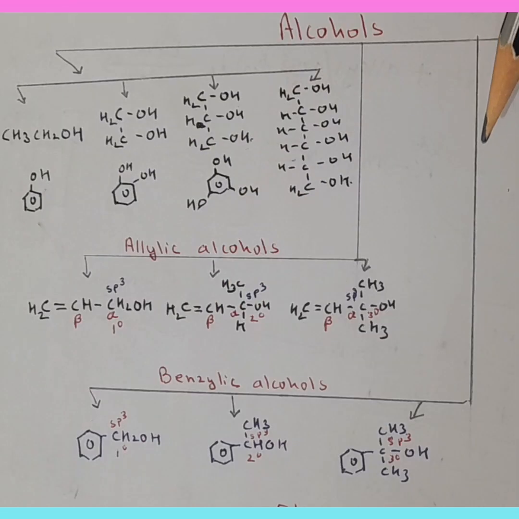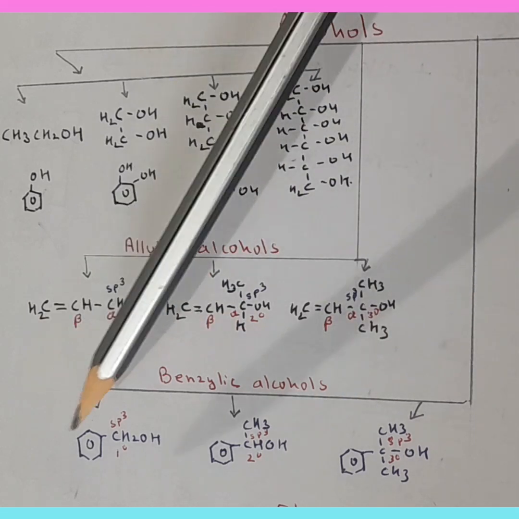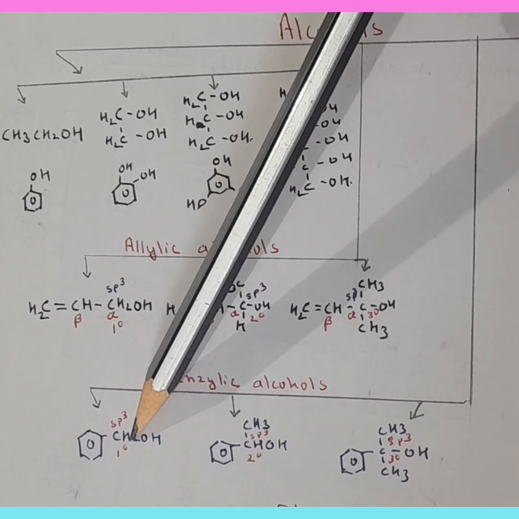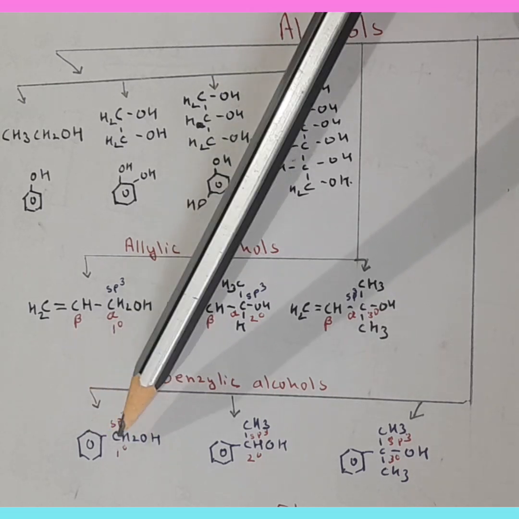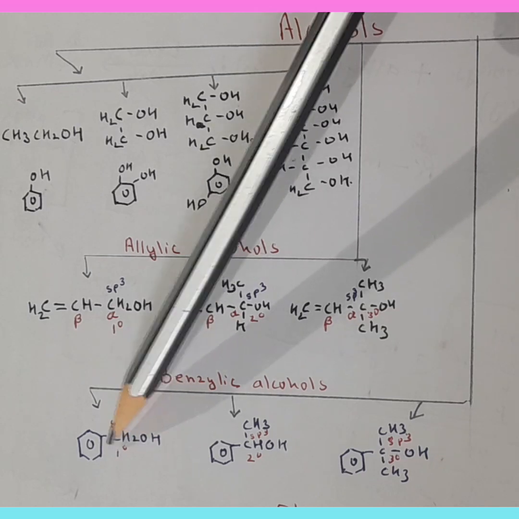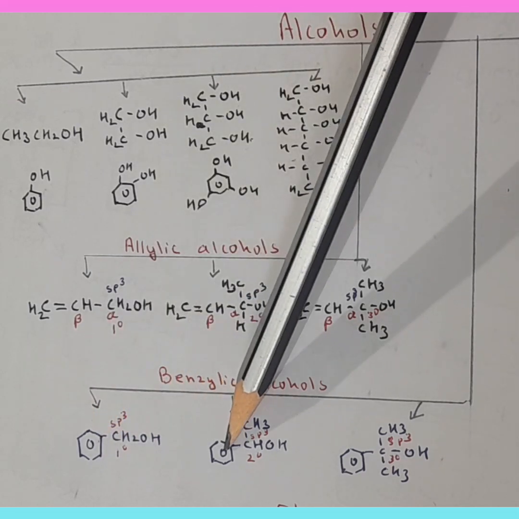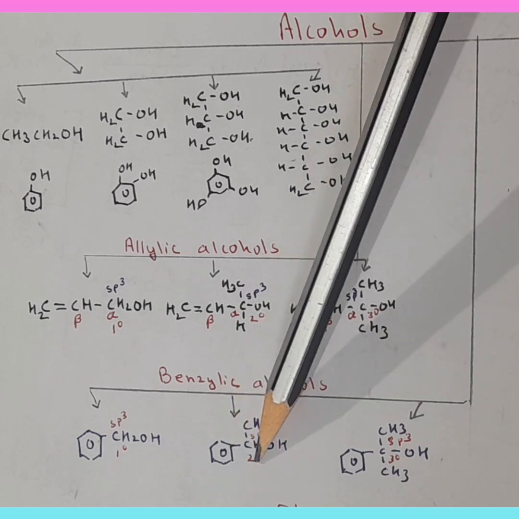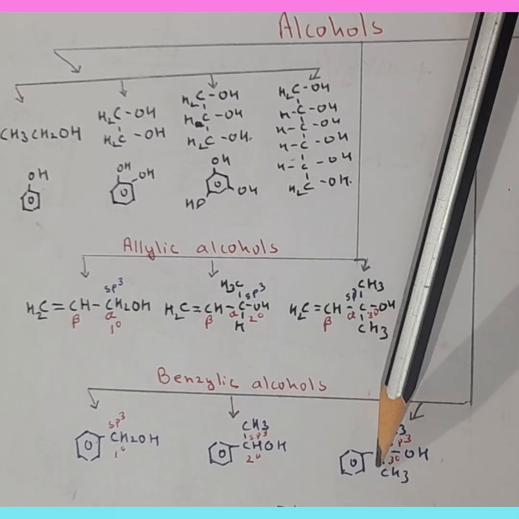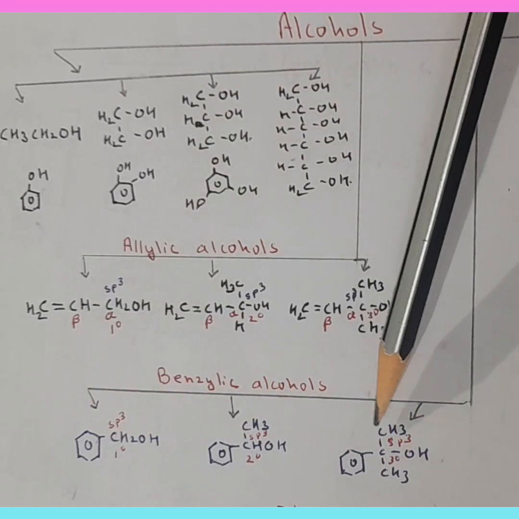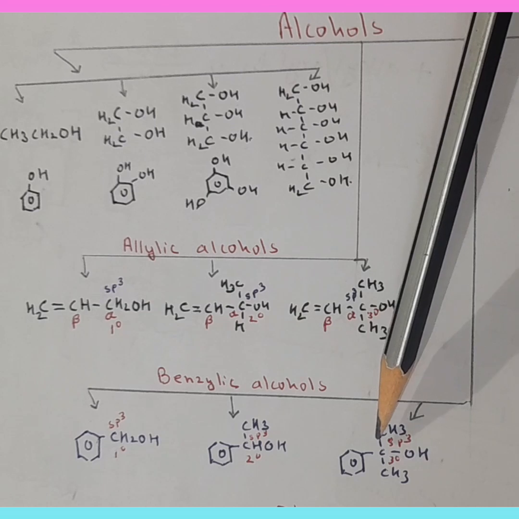Alright, then let's come to benzylic. C6H5CH2 is called the benzyl group. So benzylic, primary, 1 carbon attached. Secondary, because to this carbon there are 2 carbons attached. To this carbon there are 3 carbons attached, so tertiary. So primary, secondary, tertiary benzylic alcohol.